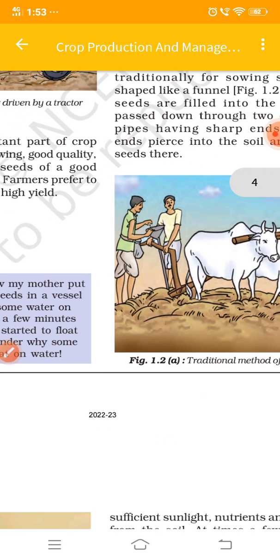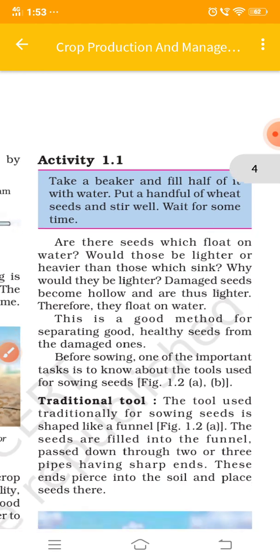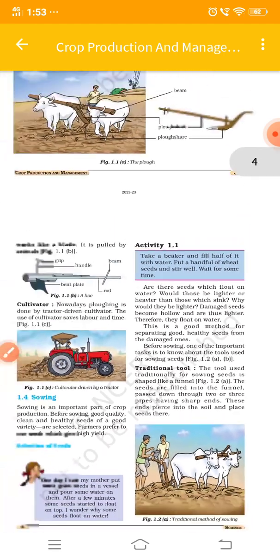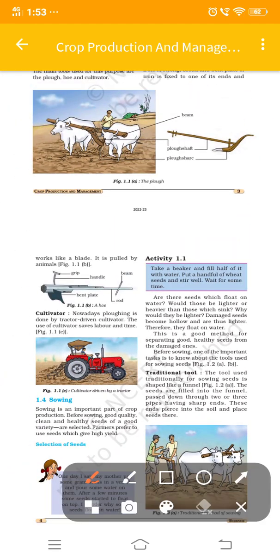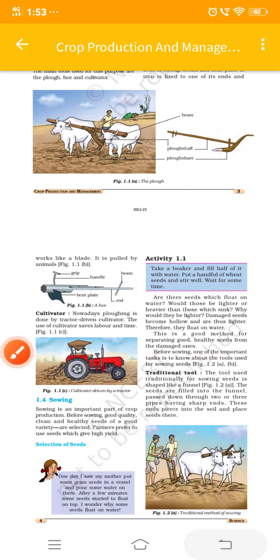Now, why were the seeds floating? There's a very easy reason. If the seeds are damaged, then they become hollow, and thus they become lighter, so that's why they float. The heavy seeds, which are not hollow and not damaged, sink. This is how we can differentiate between good and bad seed, which means we can check the quality of seed. So this paragraph is about that only.